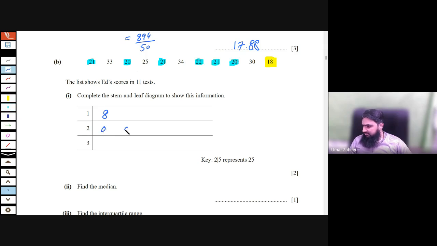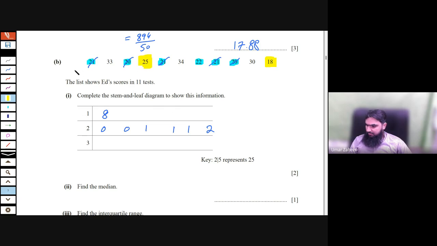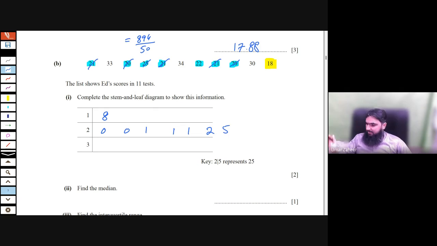So there are two 20s, three 21s, and one 22. Is there any other one? It's 25. So the leaves are 0, 0, 1, 1, 1, 2, 5. Now the ones that start with 3: 0, 3, and 4. We have to count after that.